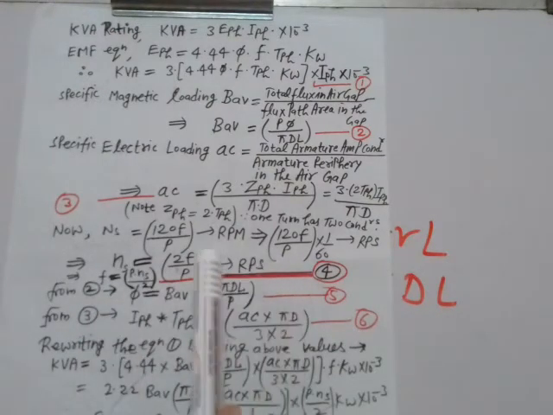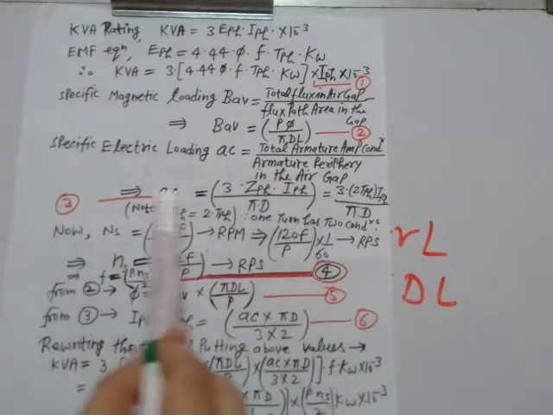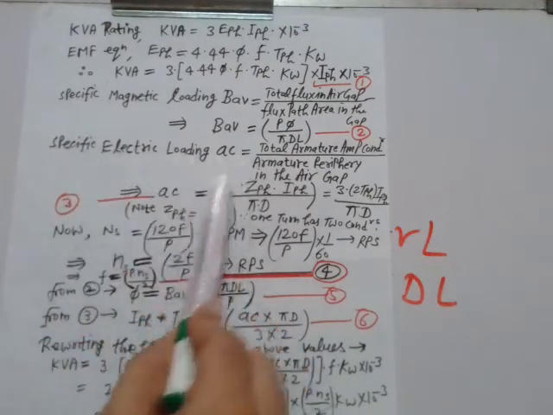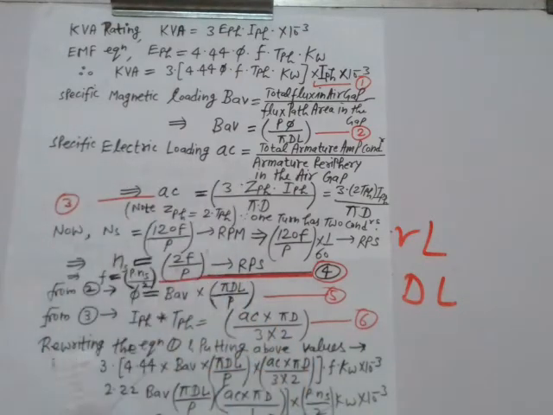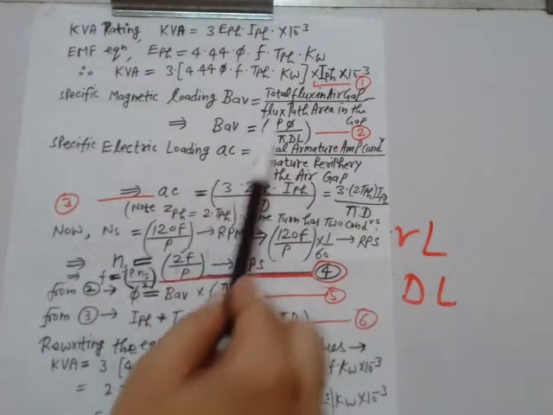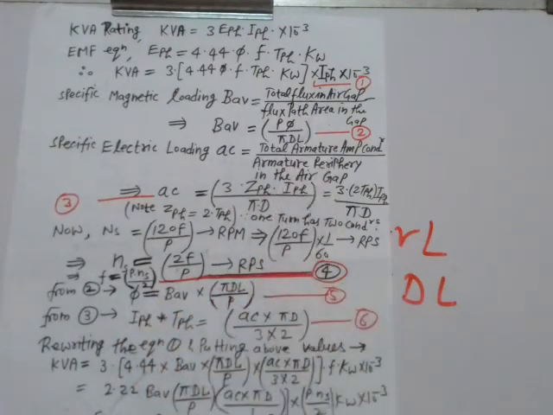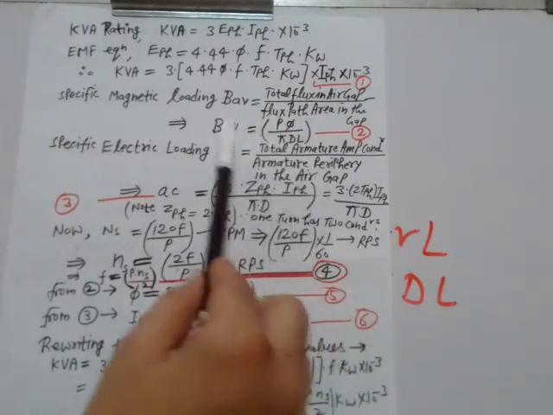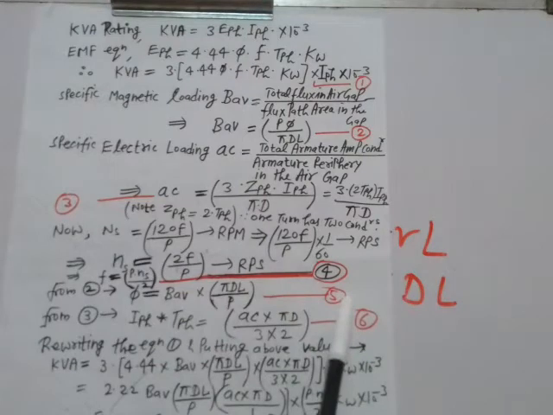Suppose B average is equation number 2, and this AC, the specific electrical loading, is equation number 3, and frequency f is equal to P ns by 2, this is equation number 4, right? So frequency f is P ns by 2. From equation number 2 you can write phi is equal to B average into pi D L by P, this is equation number 5, suppose.